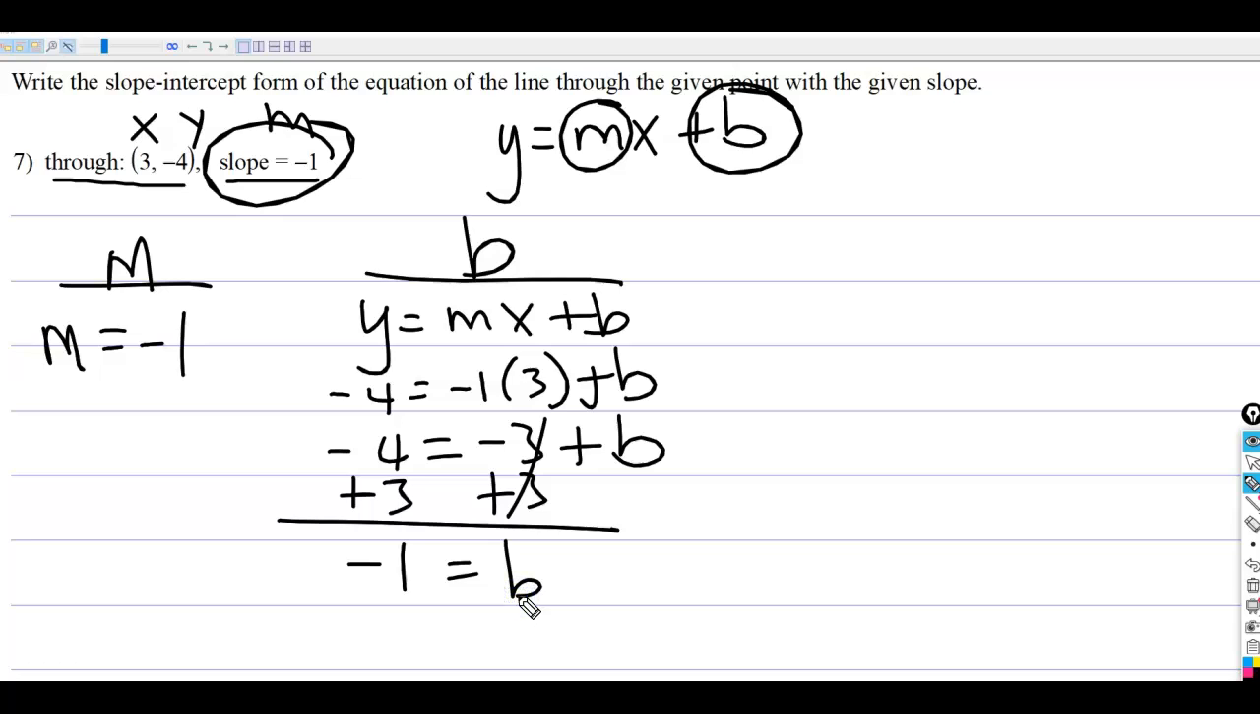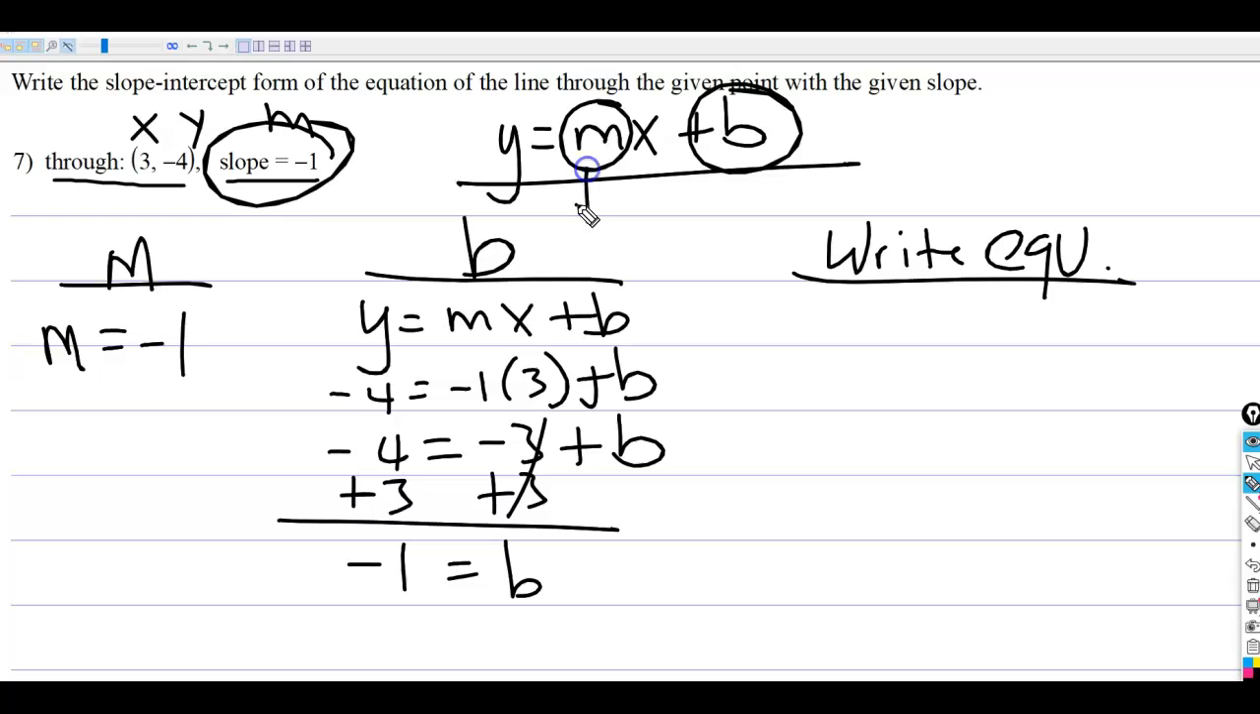Turns out that b is also -1. The last step is to go ahead and write your equation. The way you do that is you just take this expression and you plug in the two numbers that you wanted. So we have y equals -1x minus 1. Now it would probably just be written like this, because usually if x has a 1 in the front, we don't write it.